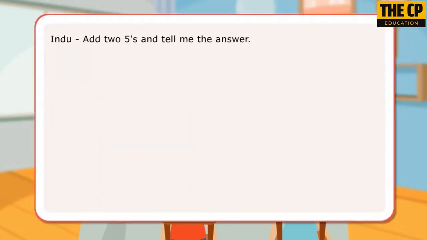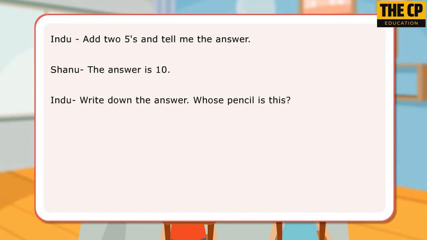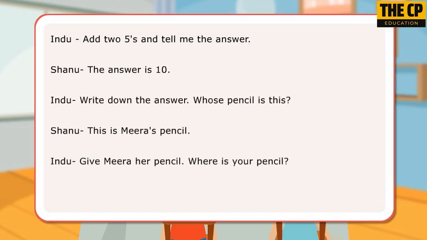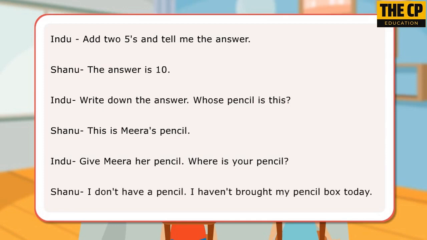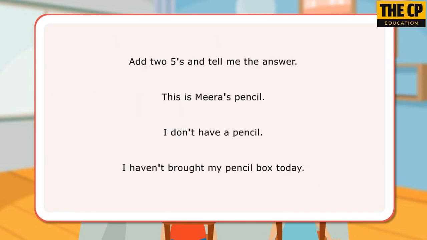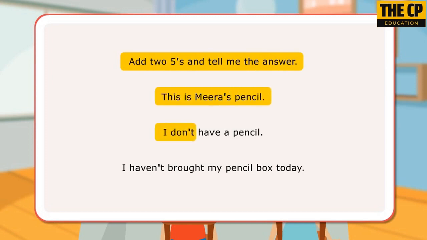In the dialogues, Indu and Shanu have used a particular punctuation mark to show ownership, plural of numbers, and missing letters in a word. Here are examples of sentences showing use of apostrophe. Add 2 5s and tell me the answer. This is Mira's pencil. I don't have a pencil. I haven't brought my pencil box today.